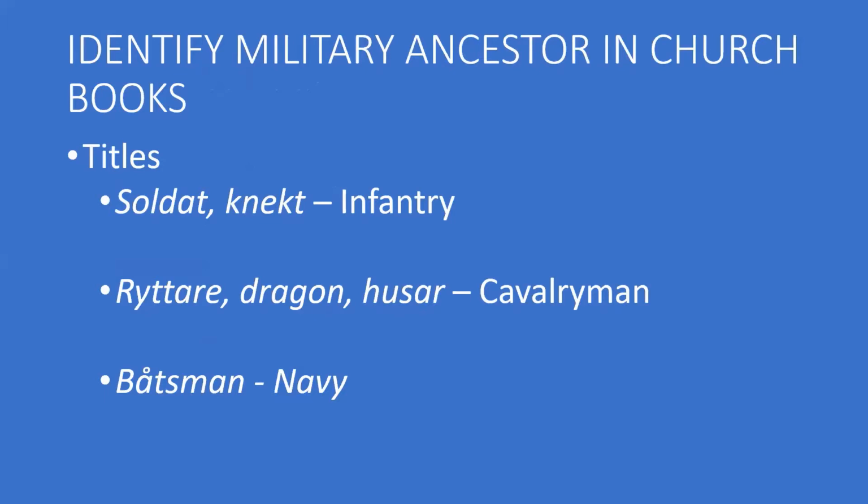How do you identify that your ancestor served in the military? Well, there will be a title, and someone noted "Soldat son." Soldat is for soldier. Usually these people were in the infantry. Or you might see Reader or Dragon or Hussar, which means that person was in the Cavalry. Or Boatsman. These are some examples that you might find in the records.